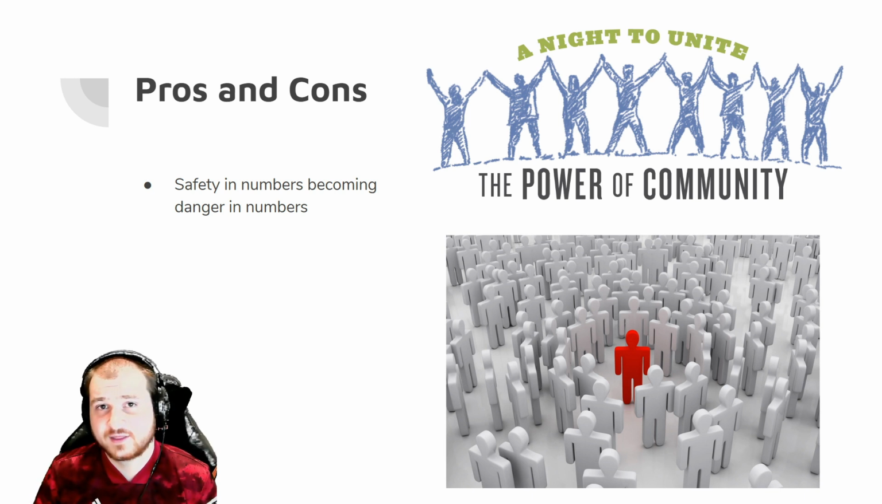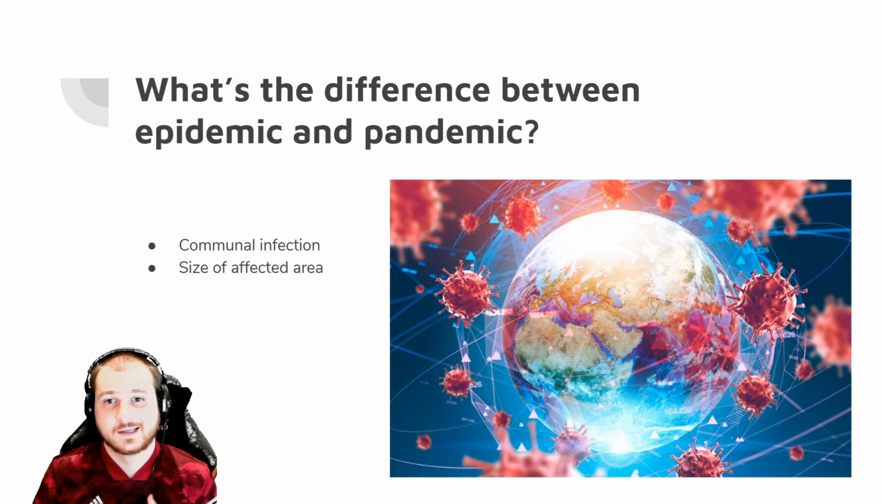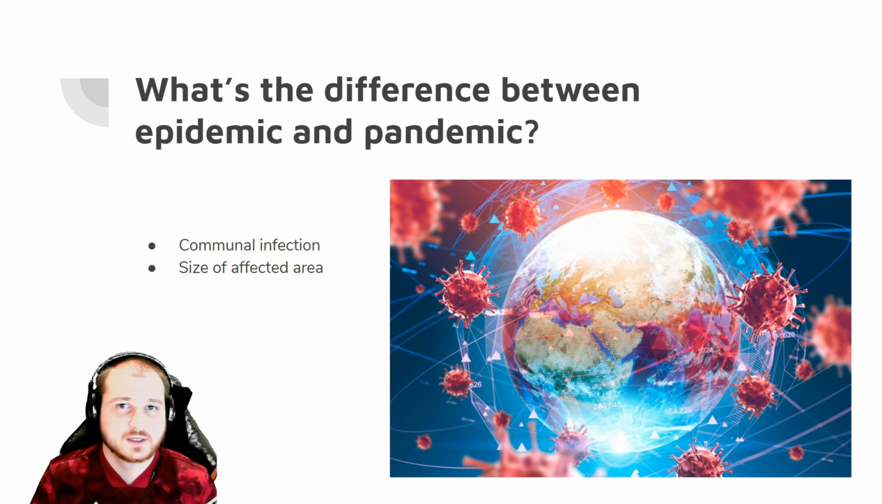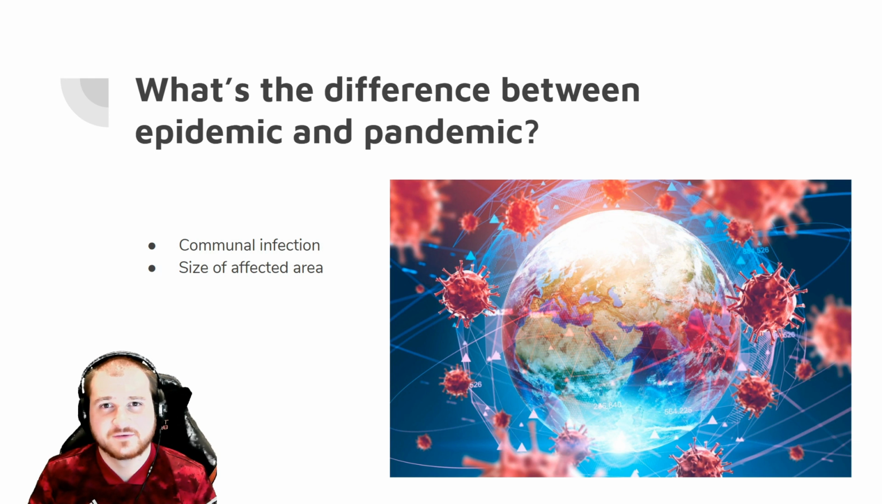But with strength in numbers also came danger in numbers. And that danger in numbers is infectious diseases. So these infectious diseases, when are we going to call them an epidemic and when are we going to call them a pandemic? It boils down to the size of the affected area. If it's all contained in a country or bordering countries, it's going to be considered an epidemic. And when it starts to break out into other continents and possibly even globally is when it becomes a pandemic.